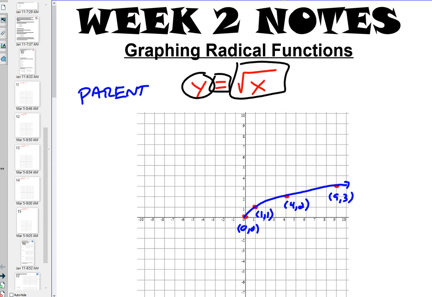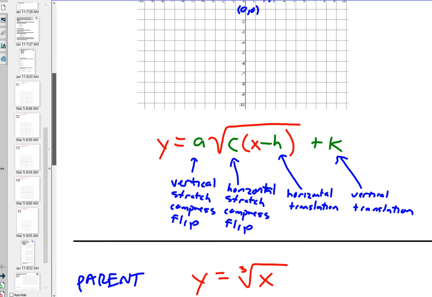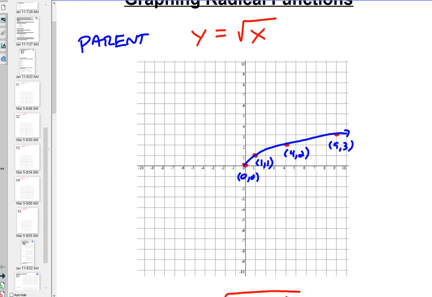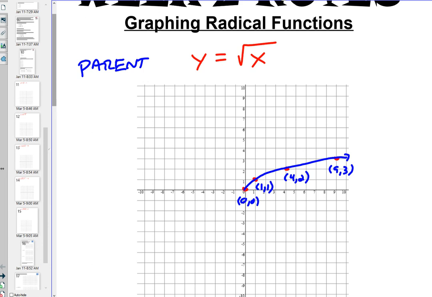I'm going to go a little bit above what's going to be on the test and quiz, just because morally, or ethically, I feel the obligation to. I haven't seen the test yet, but I have seen the quiz. This is the only type of radical that I see that shows up on the quiz, which is the square root. But I'm also going to show you how to graph cube root, which logistically is almost the same thing. The steps are the same.